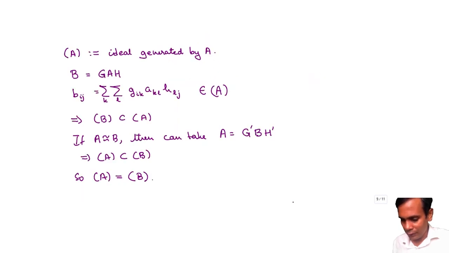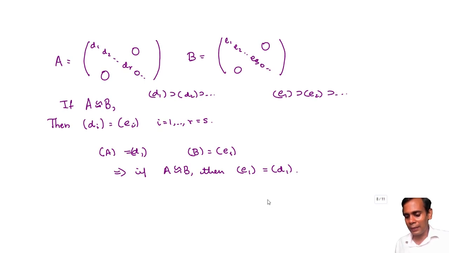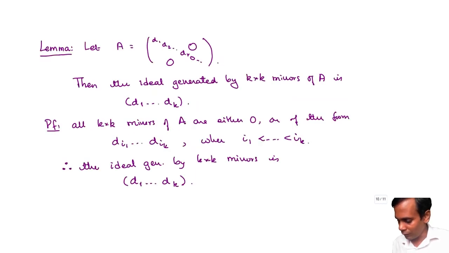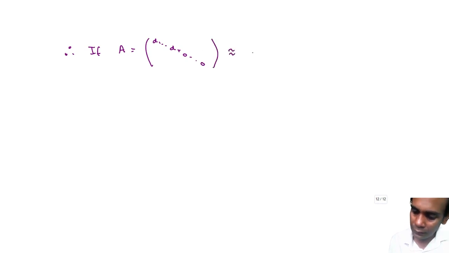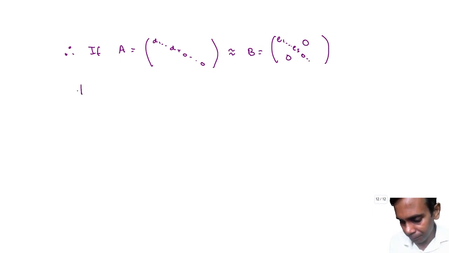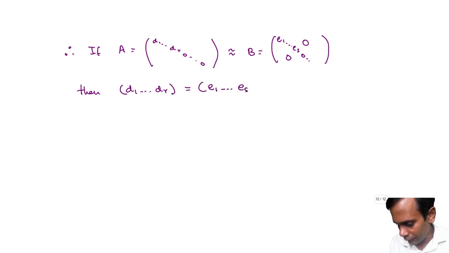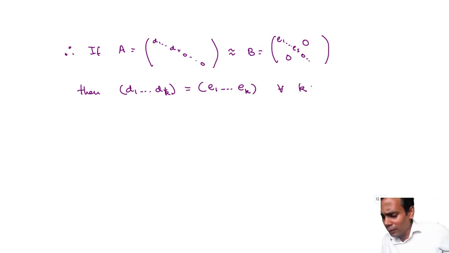And now let's go back and look at our matrices in Smith canonical form. The ideal generated by K minors of A is exactly D1, D2, ..., DK. And so what we get is that if A, which is D1, ..., DR, is equivalent to B, E1, ..., ES, then the ideal generated by D1 ... DK is equal to the ideal generated by E1 ... EK for all K. And once you go beyond R, both these have to be 0. And so R is going to be equal to S.